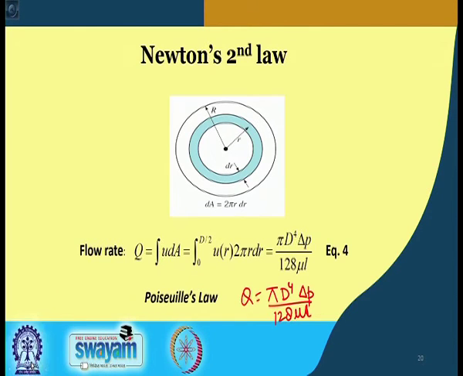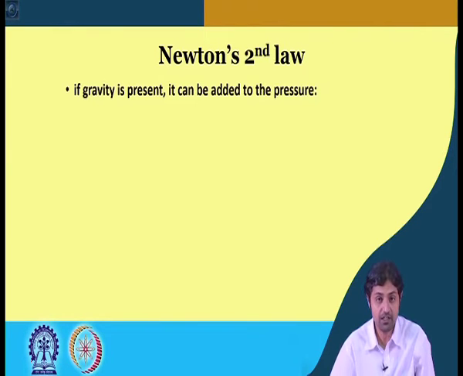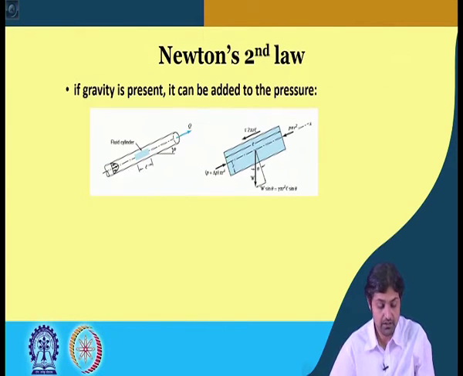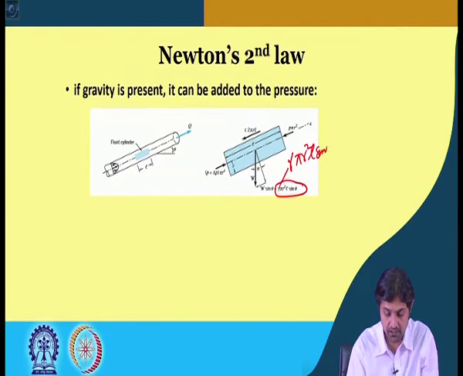Proceeding forward, we will now see what if gravity was also present, and whether it can be added to the pressure. Earlier our pipe was horizontal, there was no gravity, but right now the equations of motion will change, because there will be another component, the weight component, gamma times pi r square L sin theta, acting in this direction.